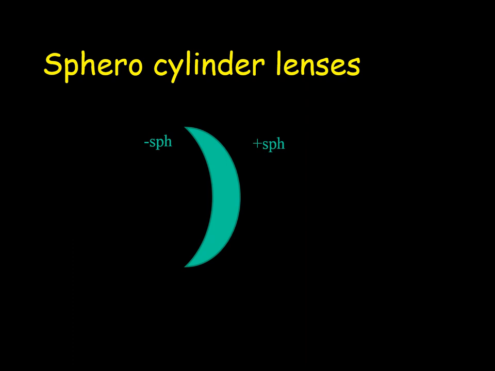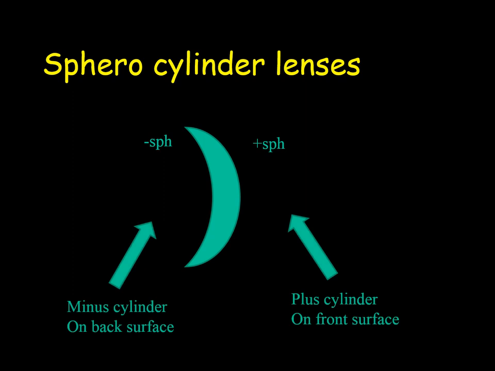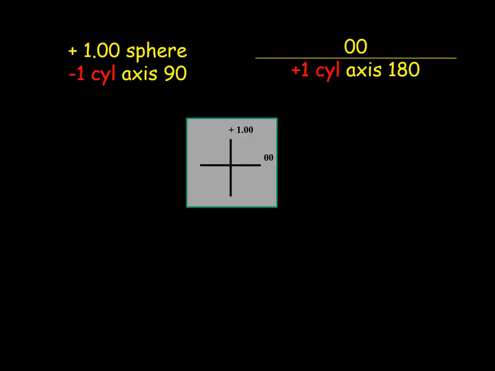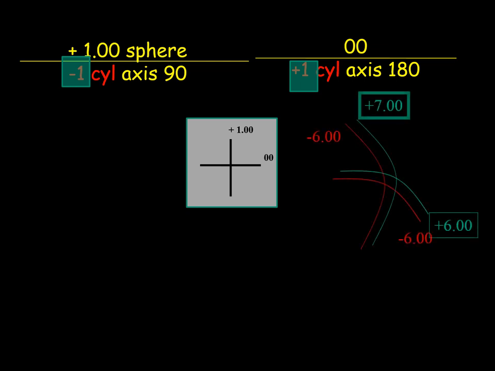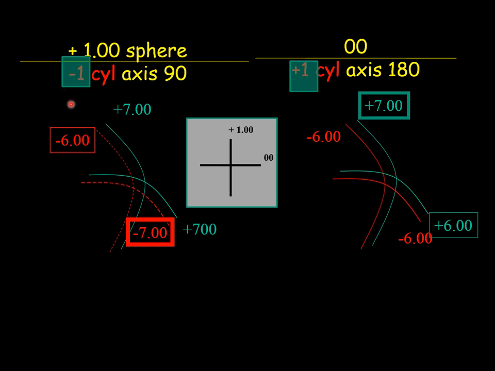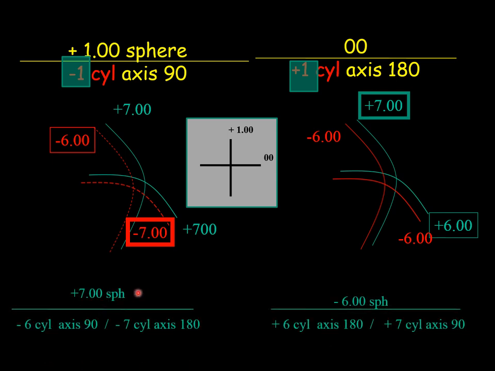So on building a spherocylindrical lens, if it's a minus cylinder, we put it on the back surface. If it's a plus cylinder, we put it on the front surface. So back to this example, we check the sign of the cylinder. If we choose to use the minus cylinder, then we make the curvature change, we build the cylinder, on the back surface. If it's a plus, we build the change of the curvature on the front surface. So this is the base curve, and this is the cylinder in each of the meridians, the horizontal and the vertical.